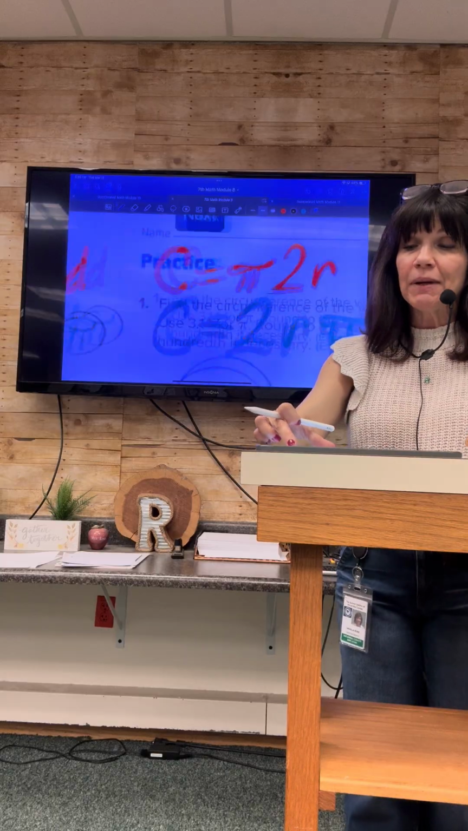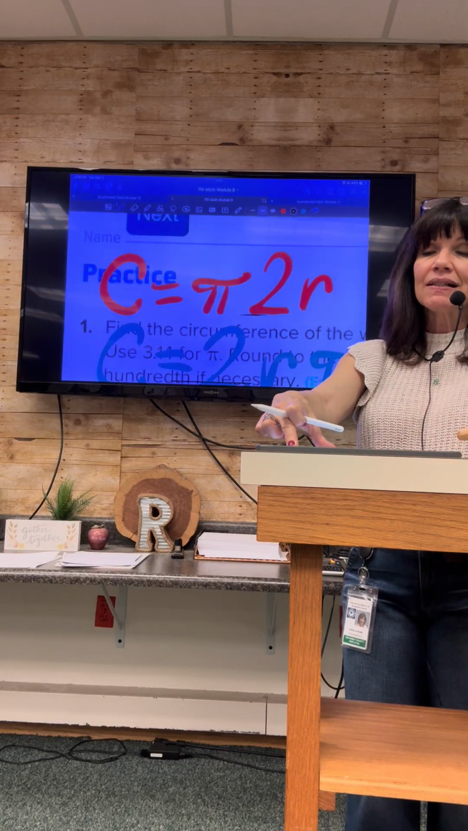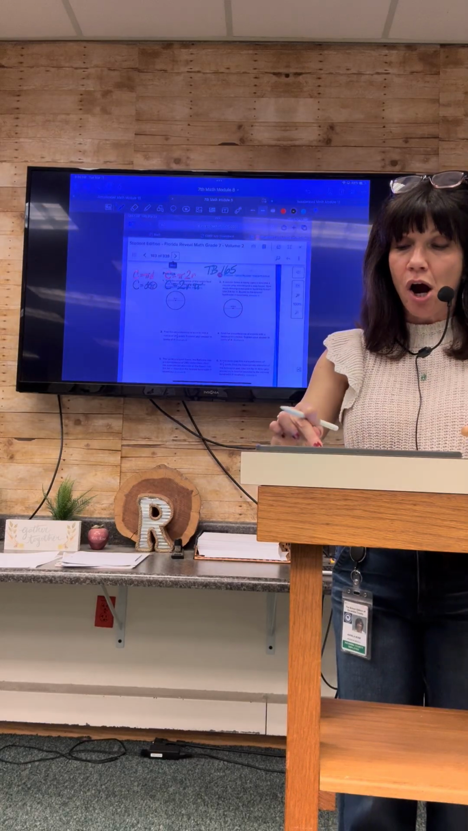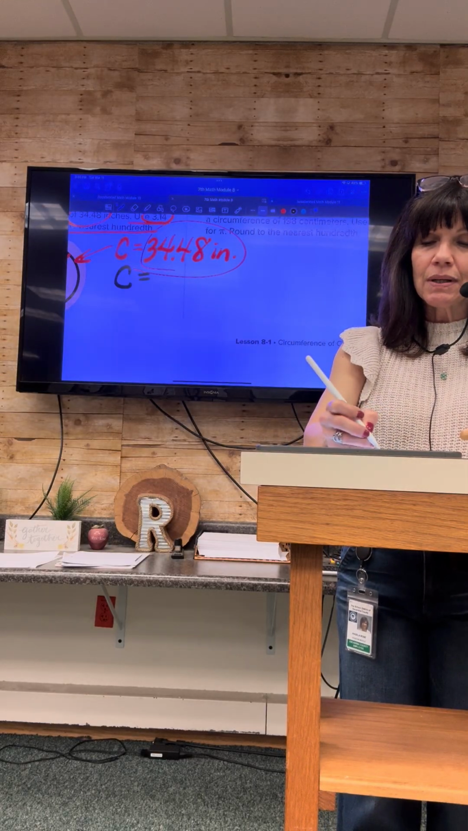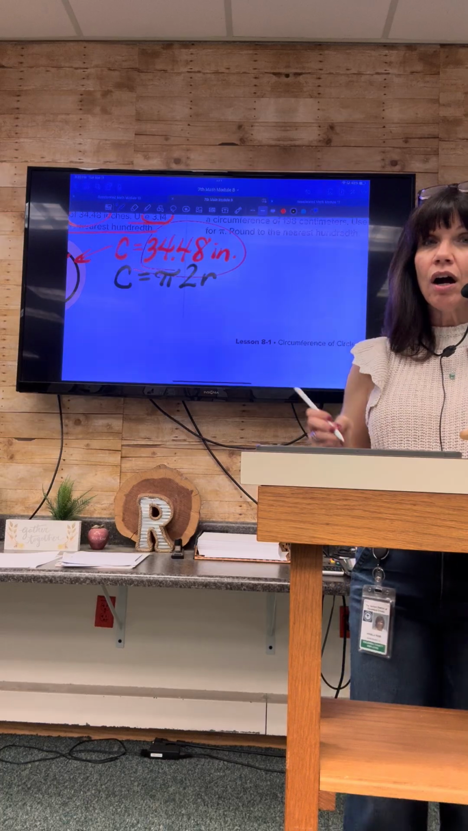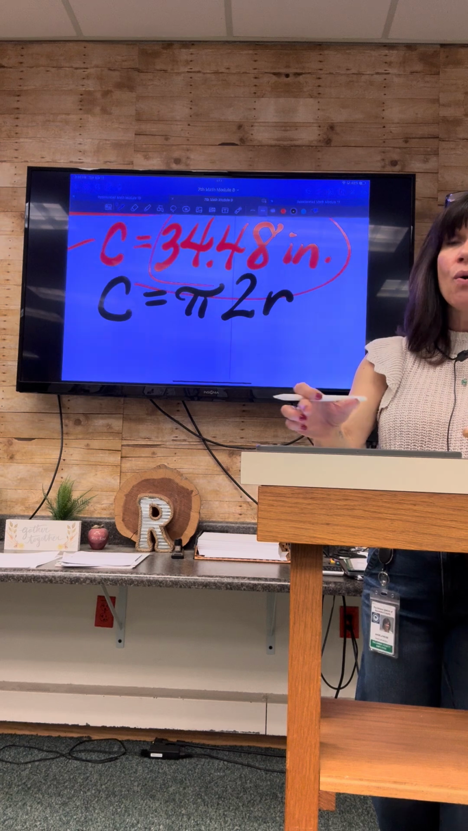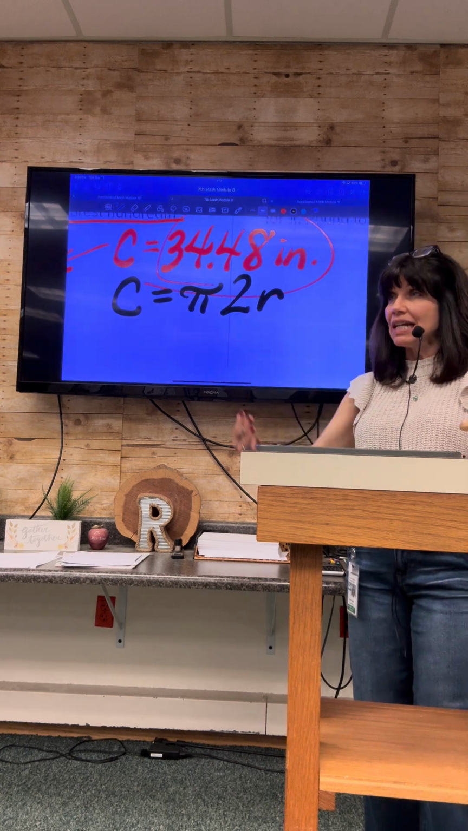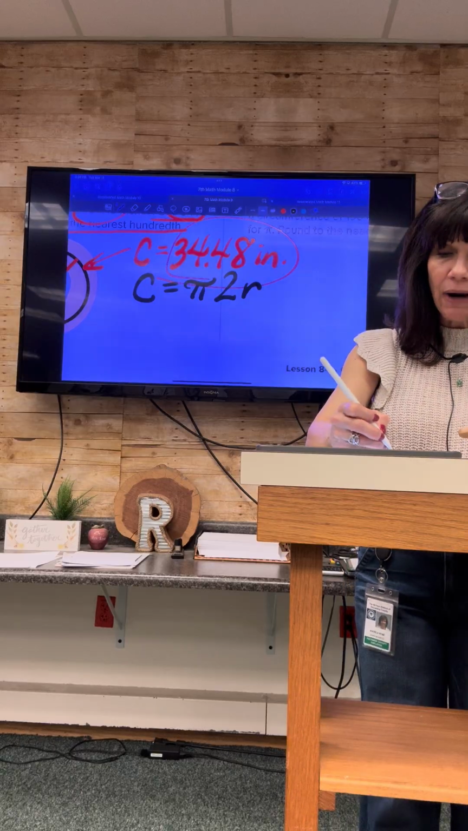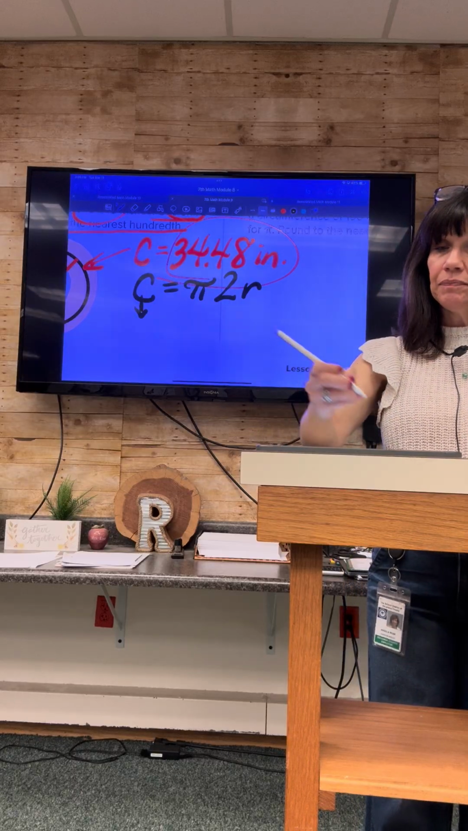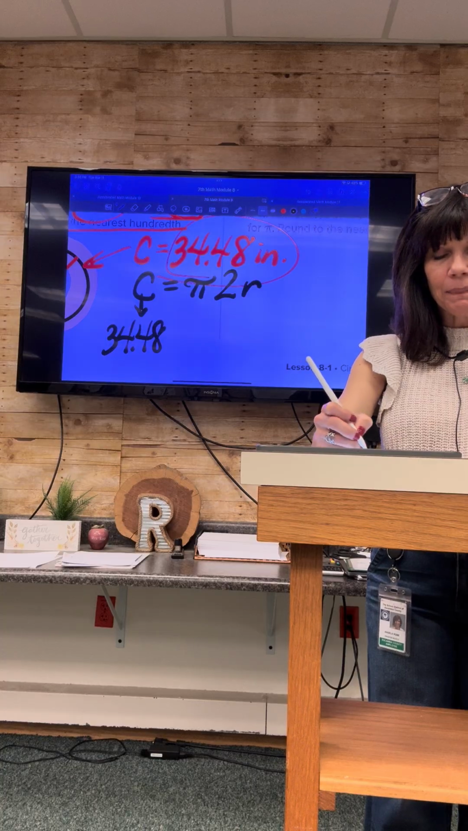So everyone copy the red formula right now near your problem that says C equals pi 2R. C equals pi 2R. Next step. Do we already know the value of C? Yes. Read it to me as we write it underneath C. What is it? 34.48. Great job, guys.